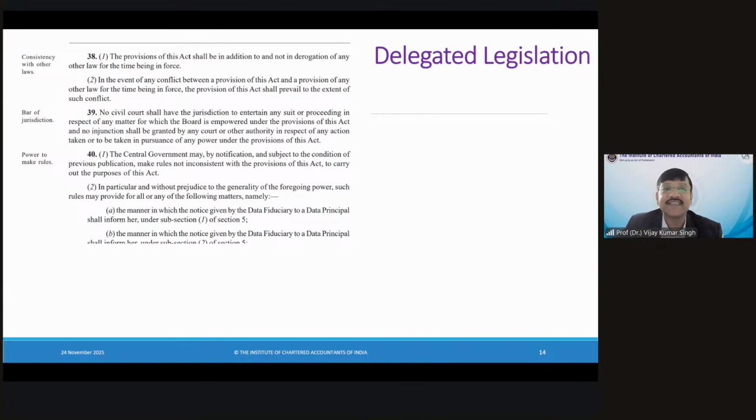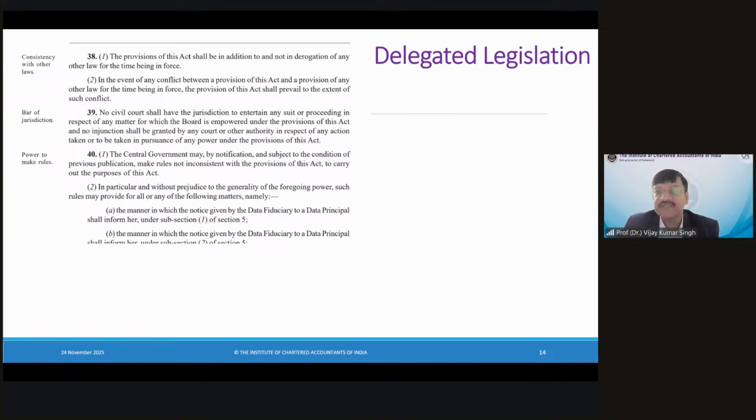And then further it is saying that in the event of any conflict between the provisions of this Act and the provisions of any other law for the time being in force, the provisions of this Act shall prevail to the extent of such conflict. So there is a specific mandate that if there is a conflict between these two legislations, say for example, the Contract Act and the DPDP Act, the DPDP Act will prevail over the Contract Act. This is what this provision means.